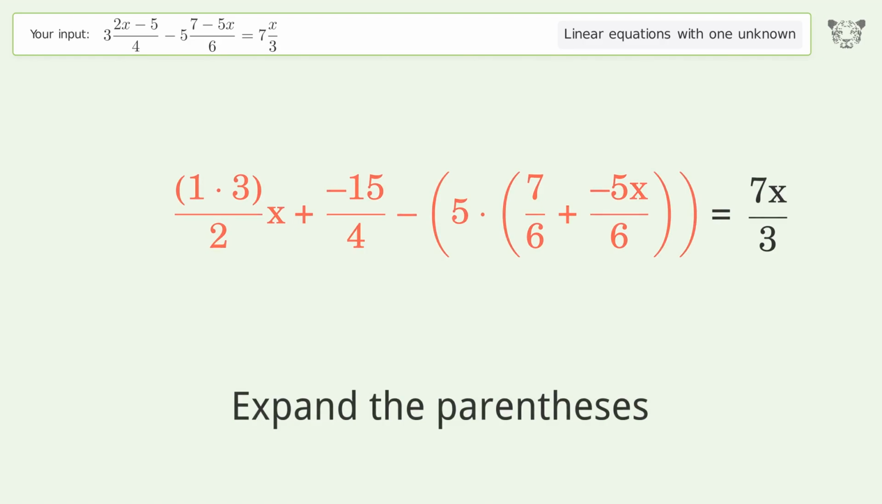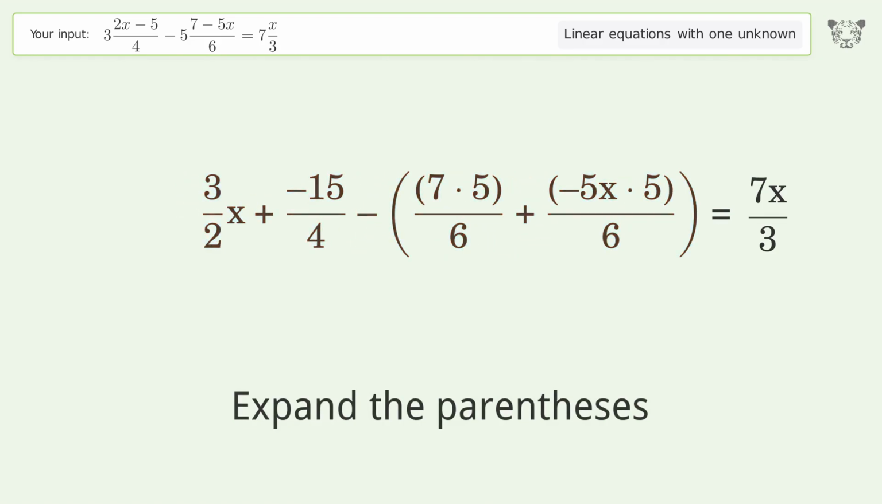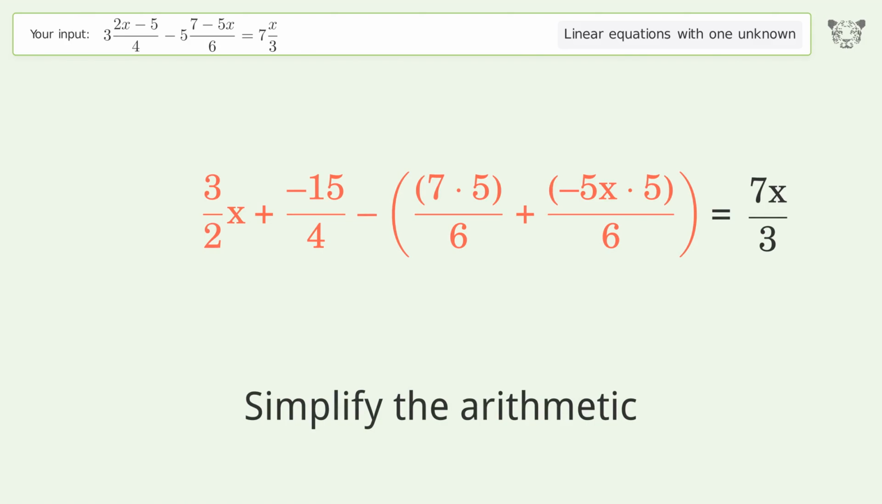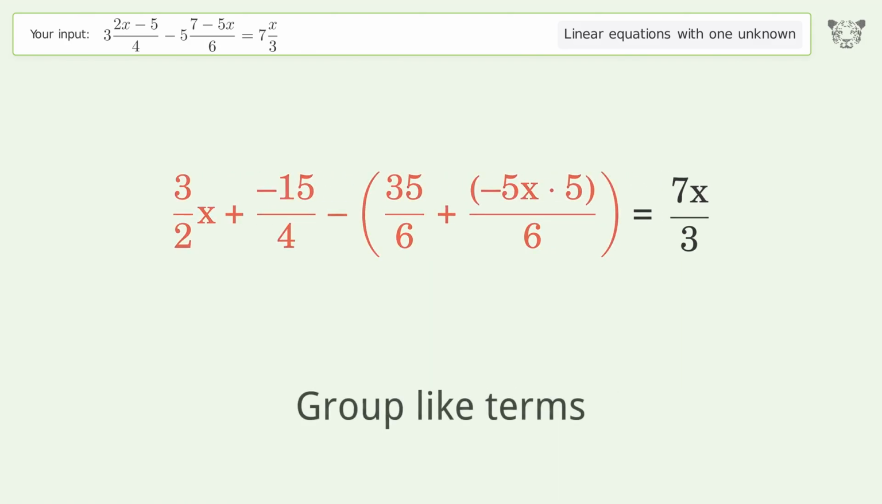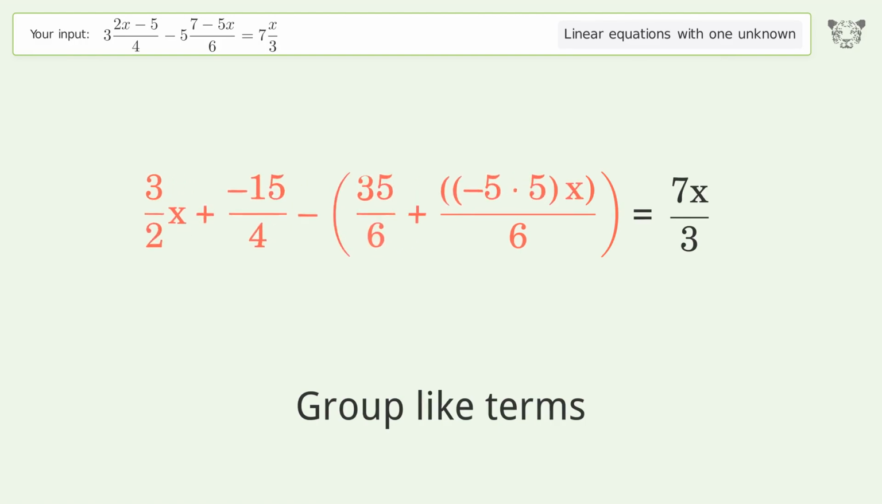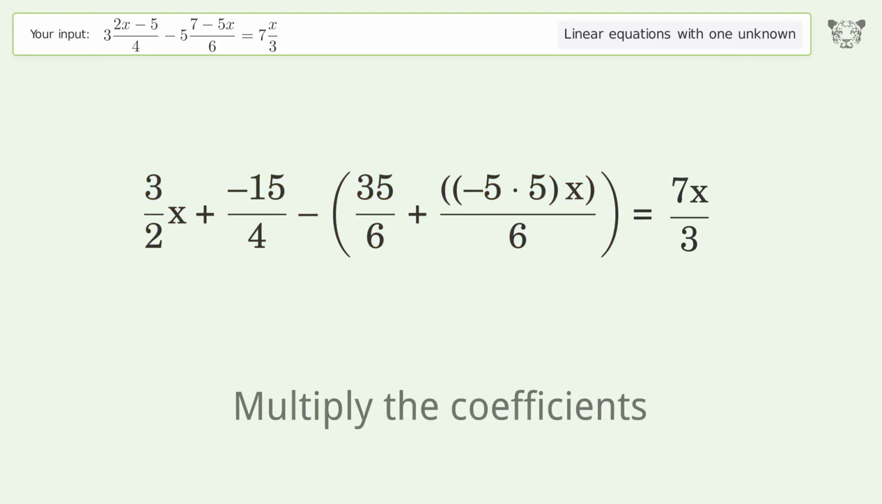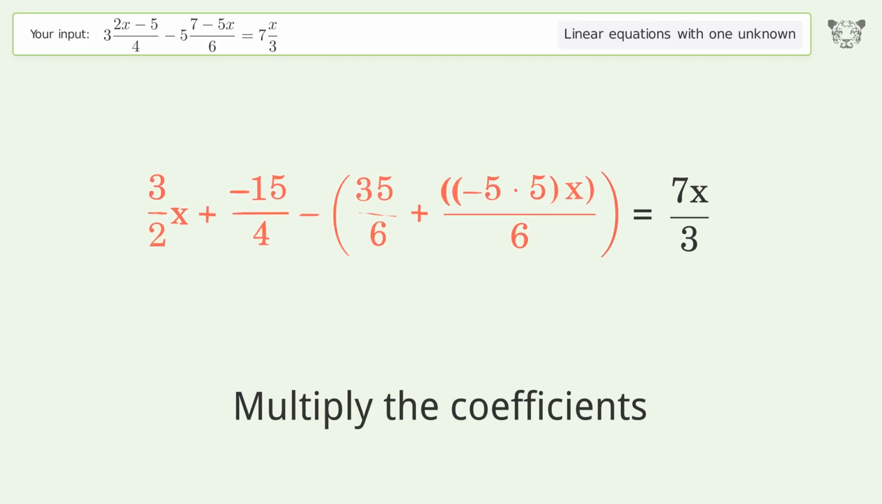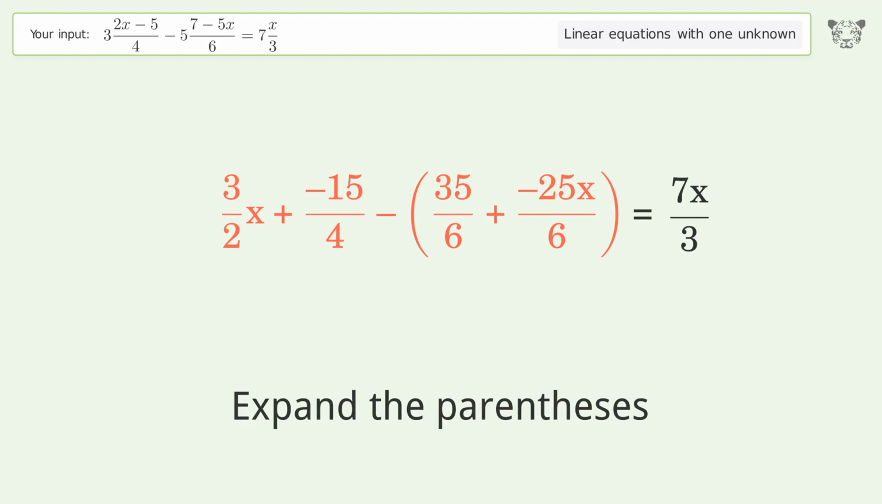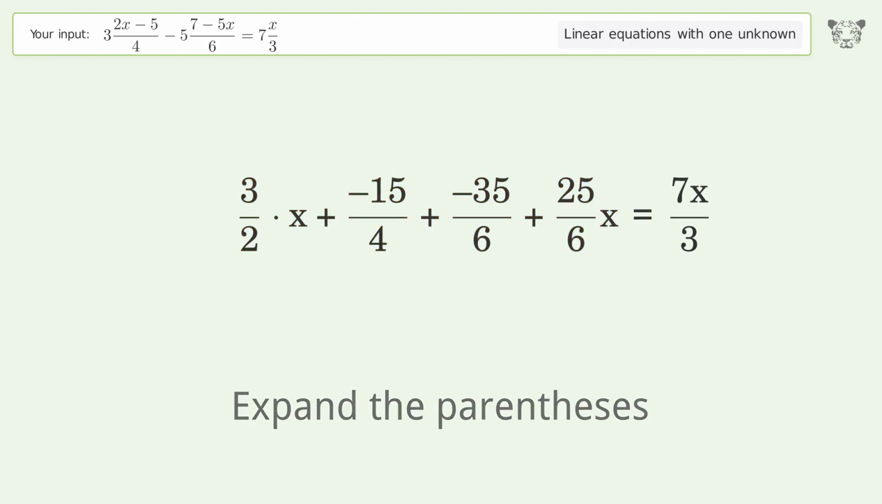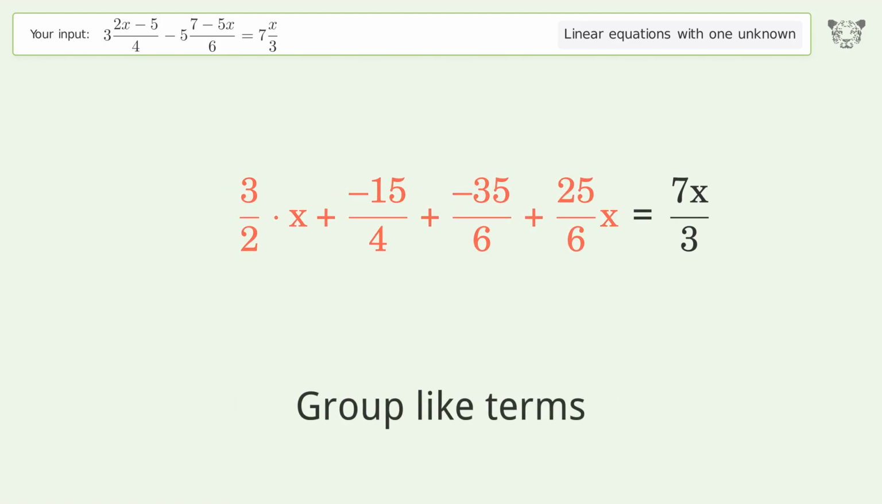Expand the parentheses. Simplify the arithmetic. Group like terms. Multiply the coefficients. Expand the parentheses. Group like terms.